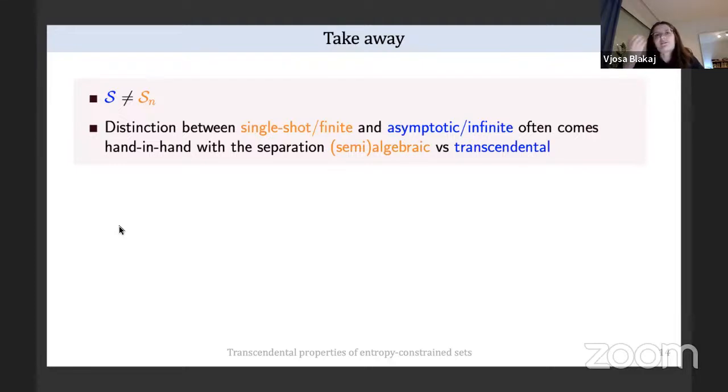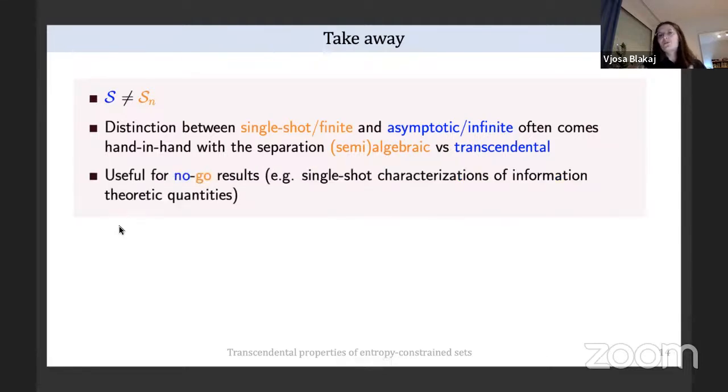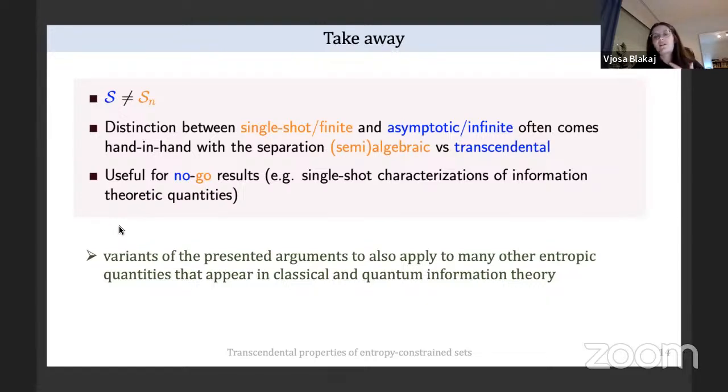And the message to take away is that this distinction between single shot, asymptotic and finite theories and infinite theories often comes hand in hand with this separation between having something semi-algebraic or something transcendental. And sometimes we can use these separations for no-go results. So, that single shot characterization of information theoretic quantities, such as catalytic transformations, means that entropies can characterize such transitions only if we consider infinite ancillary systems. And we strongly believe that the arguments presented here will also apply to many other entropy quantities that appear in classical and quantum information theory.